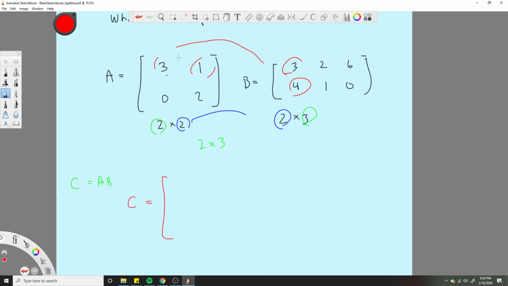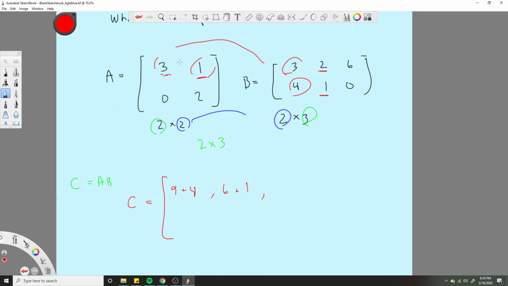So 3 times 3 is 9, and then we're going to add that to 1 times 4, which is 4. Okay, that's the first element, separating them by commas. The second element will be 3 multiplied by this 2, and this 1 multiplied by this 1, and they will add. 3 times 2 is 6. 1 times 1 is 1.